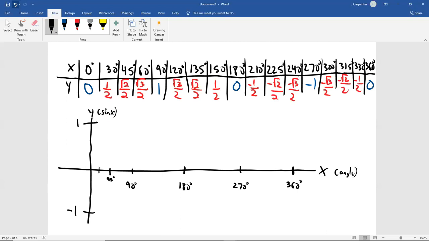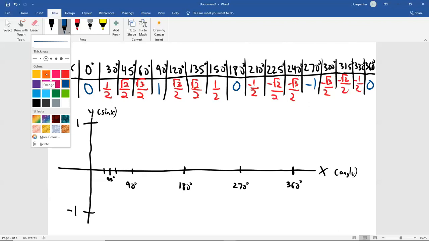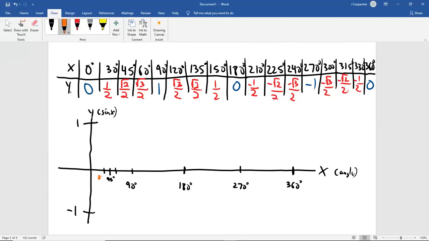We're supposed to have 30, so 30 can't go there. It needs to be squeezed in a little more. And the same idea for the 60. It needs to be a little closer to the 45. So it ends up looking something like this, where these three are kind of clustered and there's gaps. I'm going to choose a different ink color for those. So this was 30 degrees and this was 60 degrees. And the 45 degrees was the main one.